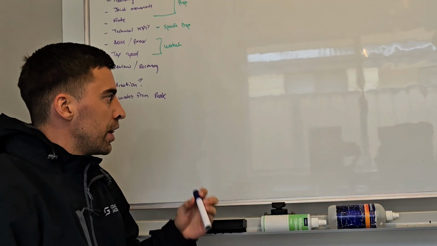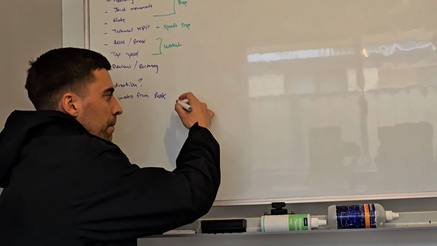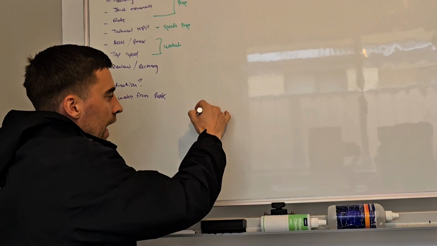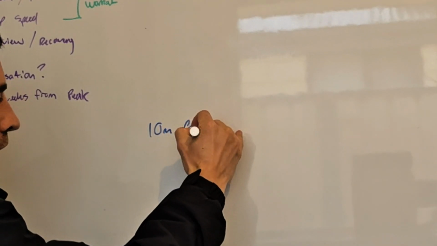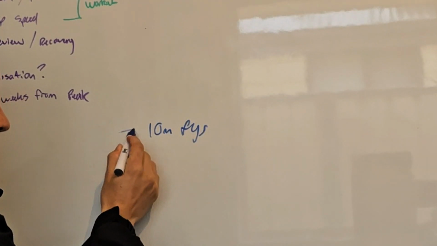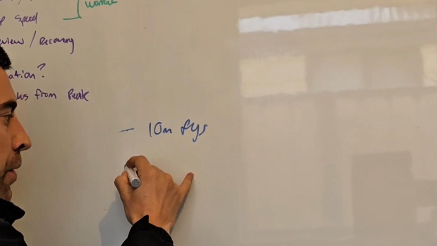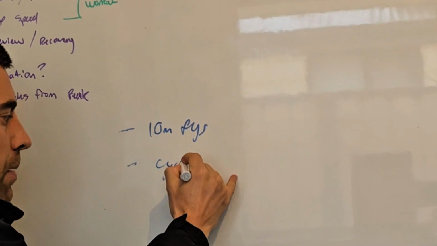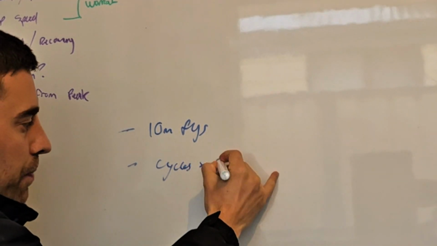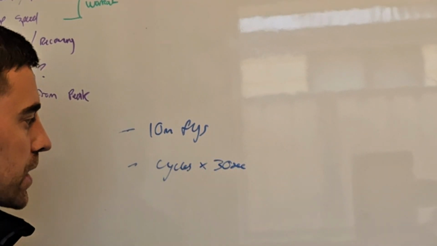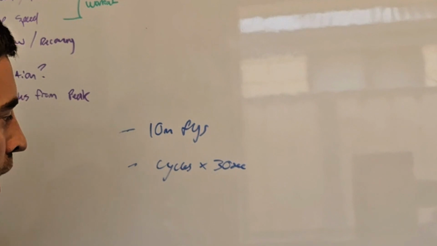And so one thing I used to do is I'd go through my warm up, and then let's say I was doing 10-meter flies here. I used to do this as, let's say, the meat of the workout. And then I used to do a finisher where, with the same example, I'd do cycles times 30 seconds for max speed. I used to count how many times.